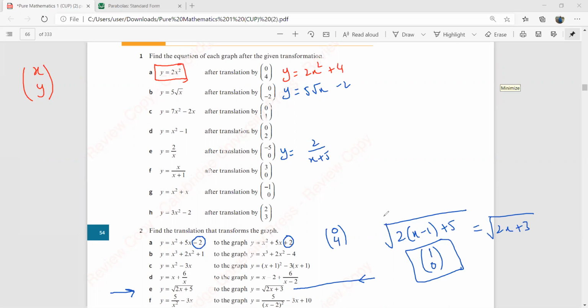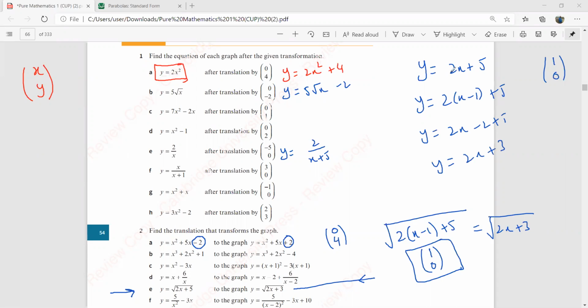2E? Okay, I explain to you. Suppose you have y equal to, forget about the square root, okay? This is y equal to 2x plus 5. You want to translate it with the matrix 1, 0. So wouldn't your new equation be 2 into x minus 1 plus 5? Say yes or no. Yes. If you simplify this, this is 2x minus 2 plus 5, and this is 2x plus 3. And let's put the square root on all of them. So that is what you have here. So this was the reason this was a horizontal translation with the matrix 1, 0.